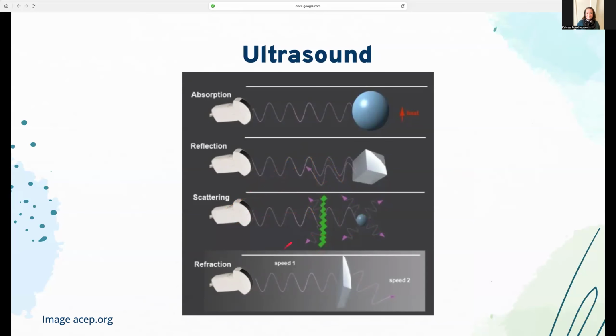So if you're trying to get a look at some organ, the outside of the organ will reflect stronger than the inside, giving you a clear image of that.